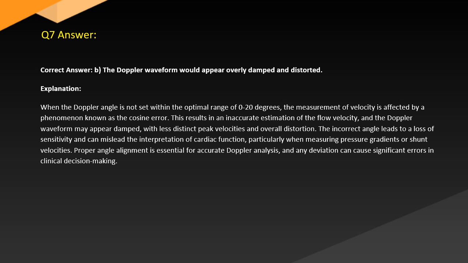The incorrect angle leads to loss of sensitivity and can mislead the interpretation of cardiac function, particularly when measuring pressure gradients or shunt velocities. Proper angle alignment is essential for accurate Doppler analysis, and any deviation can cause significant errors in clinical decision-making.